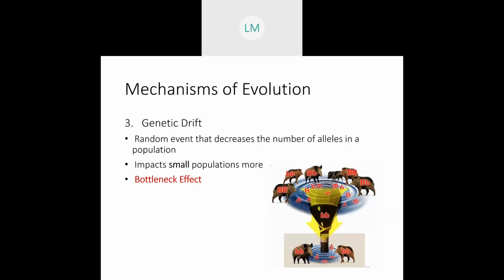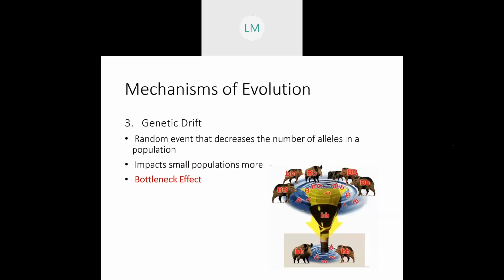So there are a number of ways that can happen, but it has nothing to do with the genotypes of an individual, right? Certain individuals aren't able to survive more than another. This is a completely random event that is just going to decrease the number of individuals in a population.